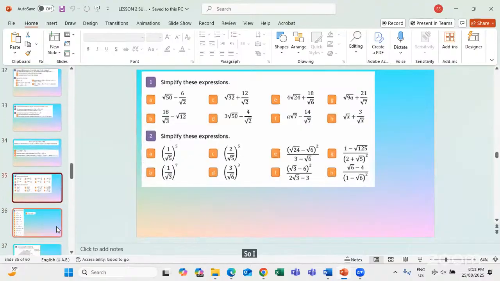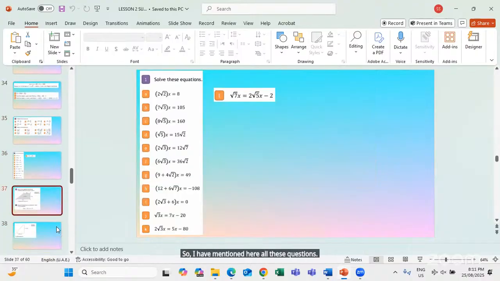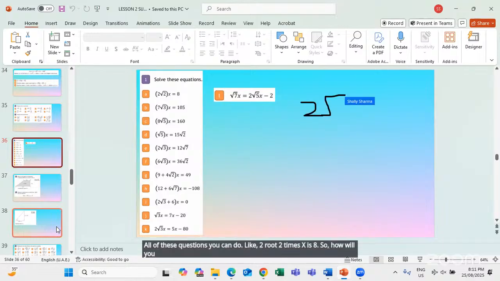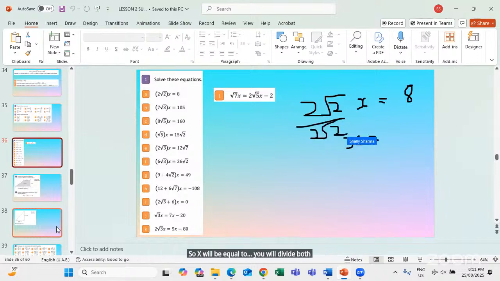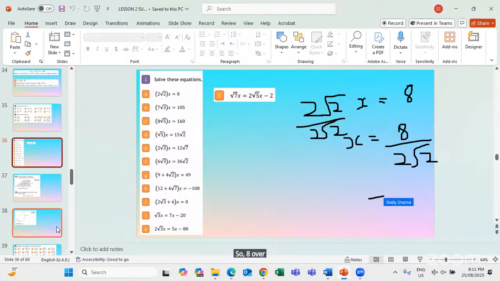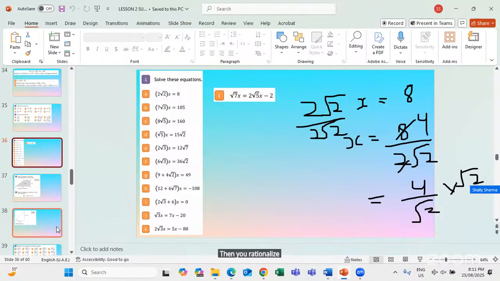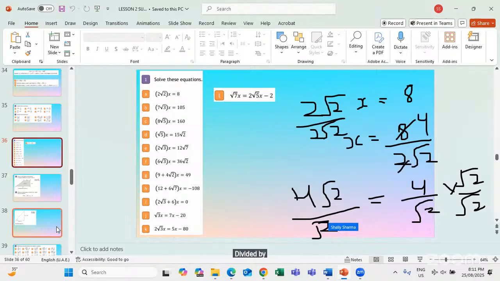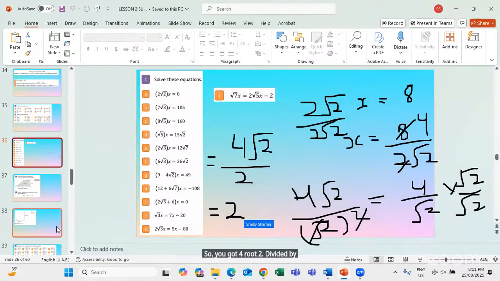So I have mentioned all these questions here. All of these questions you can do. Like 2 root 2 times x is 8. So how will you start? 2 root 2 times x is equal to 8. So x will be equal to, you divide both sides by 2 root 2, so 8 over 2 root 2. This can be simplified to 4 by root 2. Then you rationalize the denominator just to make it simple. So it is 4 root 2 divided by 2 root 2 squared. Square and square root will cancel. So you get 4 root 2 divided by 2, that is 2 root 2.